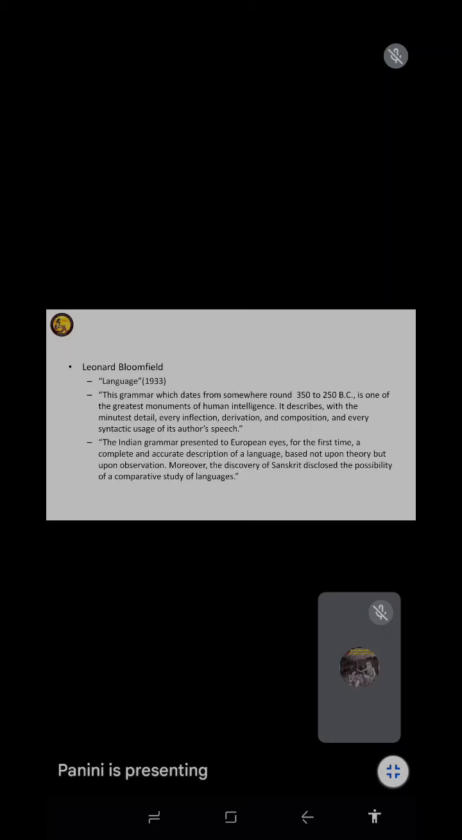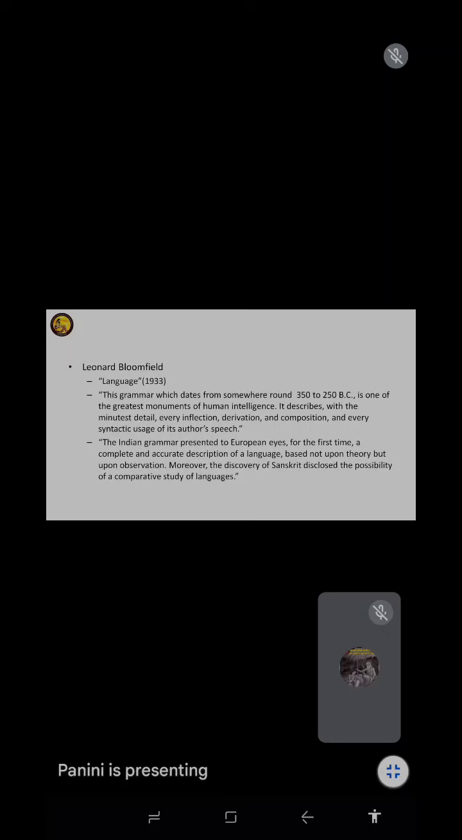In 1933, Bloomfield wrote a book called Language, in which he gives a statement in his introduction, page 11. This grammar, that is Panini's grammar, which dates from somewhere around 350 to 250 BC according to him, is one of the greatest monuments of human intelligence. It describes with the minutest detail every inflection, derivation, and composition, and every syntactic usage of its author's speech, that is Sanskrit.